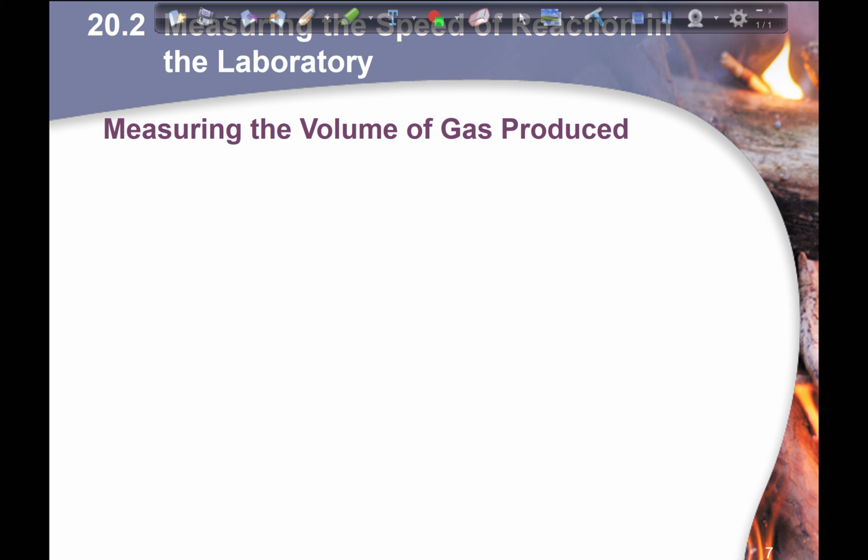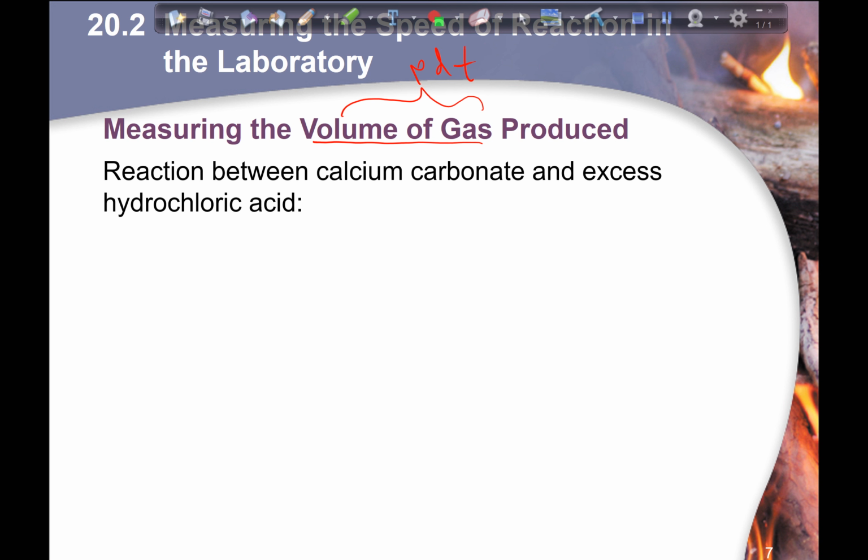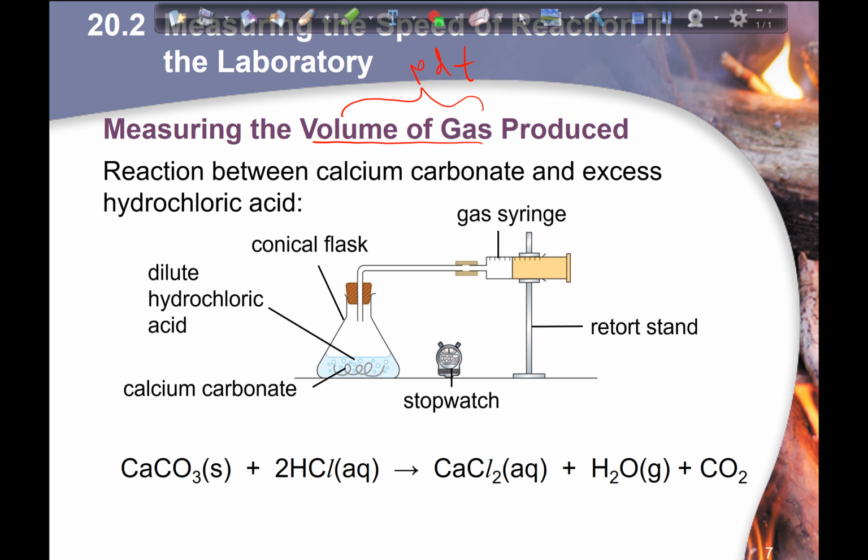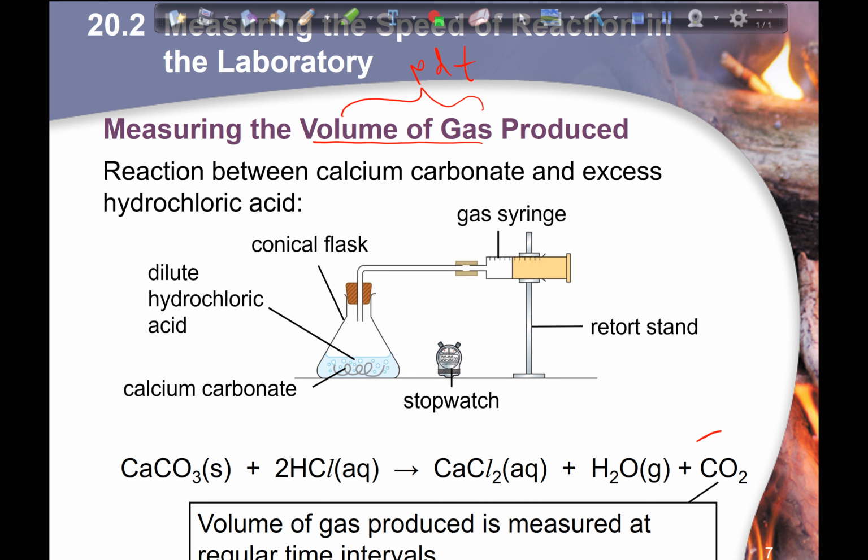So how do we measure the product? In this case, if we measure the volume of gas produced, we are now actually talking about the product. Okay, so let's consider the reaction between calcium carbonate and excess hydrochloric acid. We can set out the experiment like this as shown, and this is a chemical reaction. So what exactly are we measuring? We are measuring the gas over here, carbon dioxide. And as you know by now, carbon dioxide will escape in the form of bubbles.